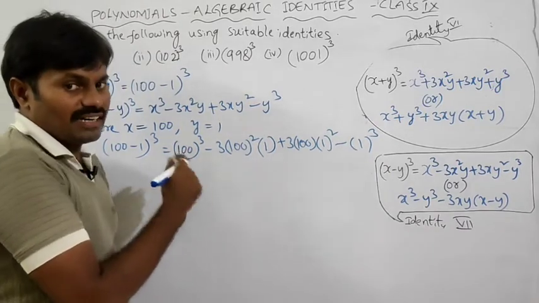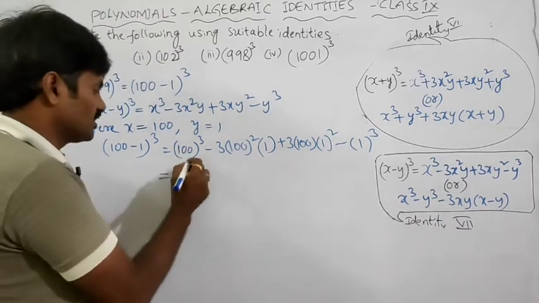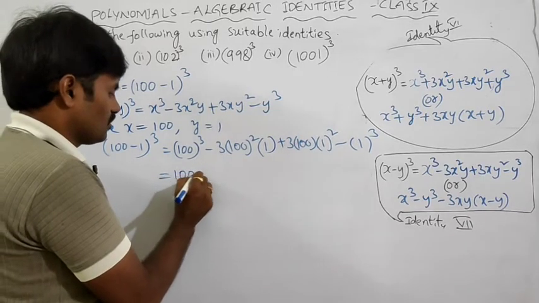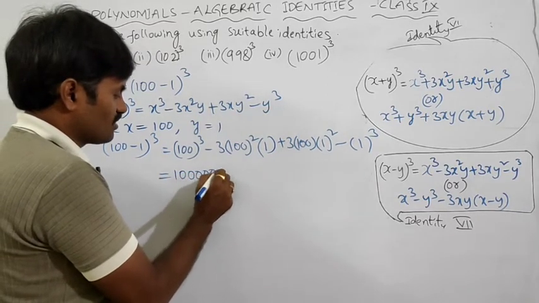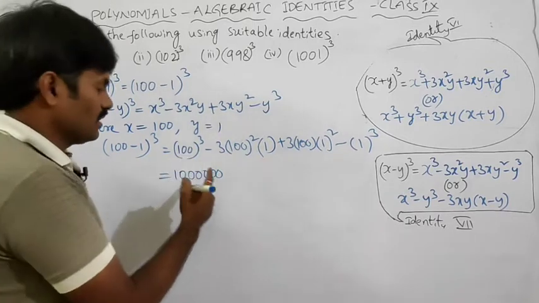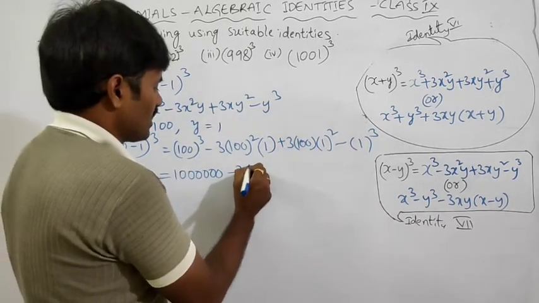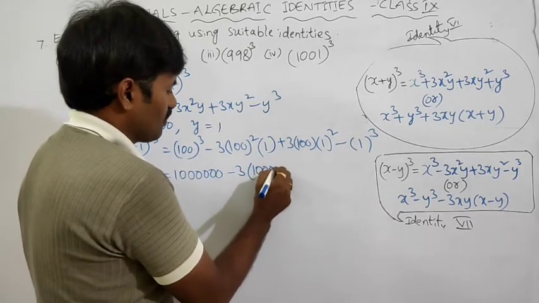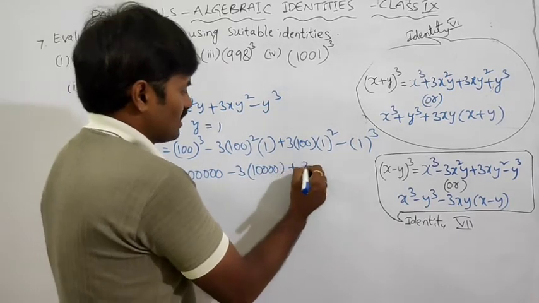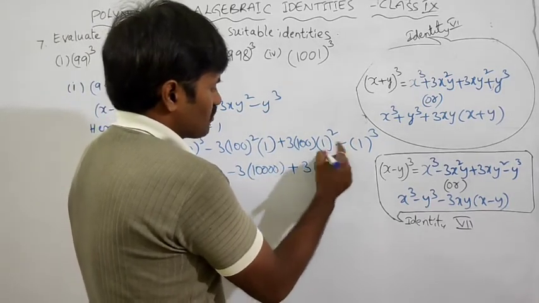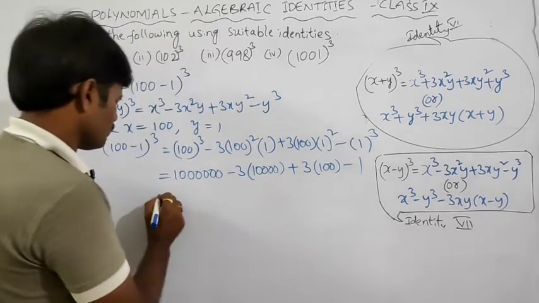100 whole cube means 100 into 100 into 100. Six zeros we get, is it? So 1, 2, 3, 4, 5, 6 zeros. Minus 3 into 100 square, which means 100 into 100, four zeros after 1. Plus 3 into 100, 1 square value 1, minus 1.